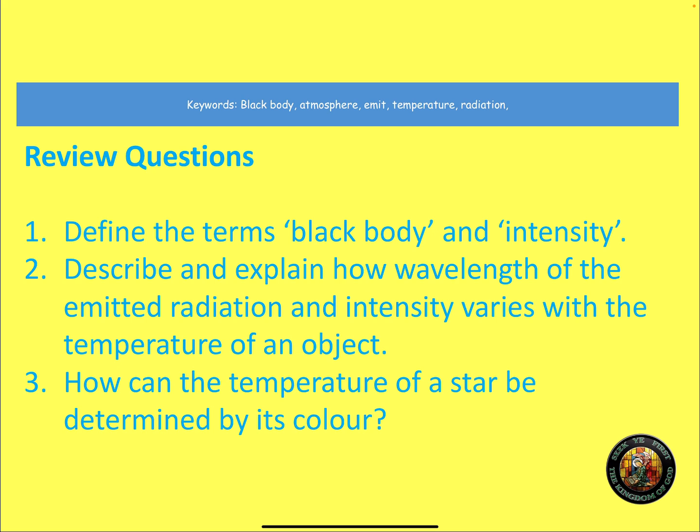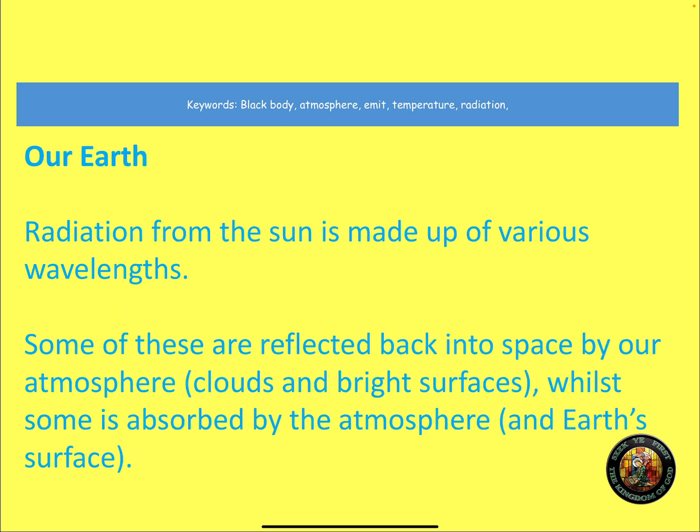Okay, so let's move on. On Earth, radiation from the sun is made up of various wavelengths. Some of these are reflected back into space by the atmosphere, clouds, etc., while some are absorbed by the atmosphere, and it keeps the Earth in a nice warm condition.